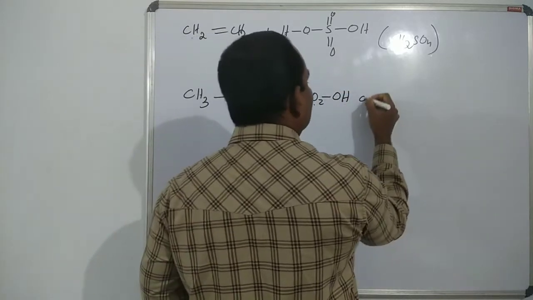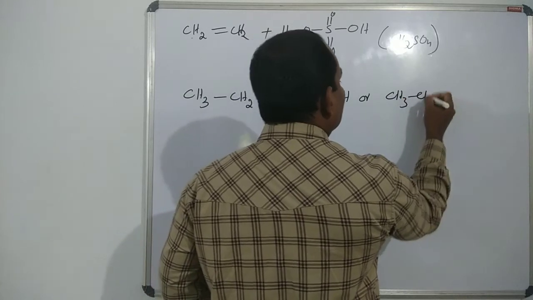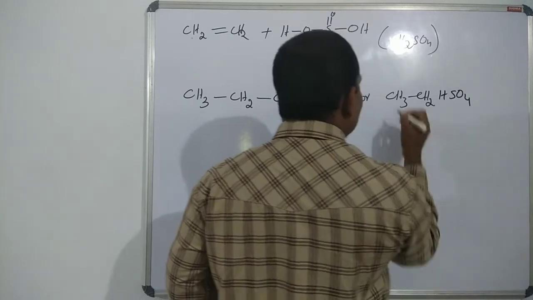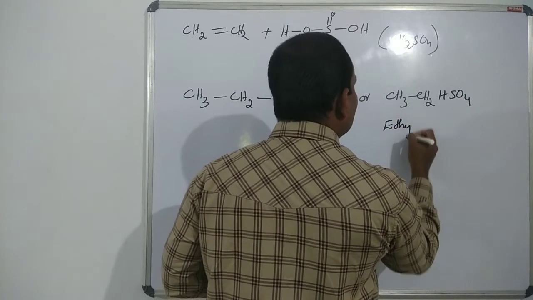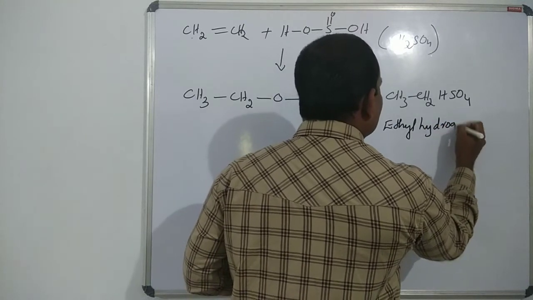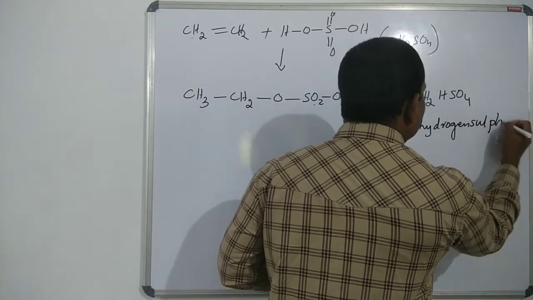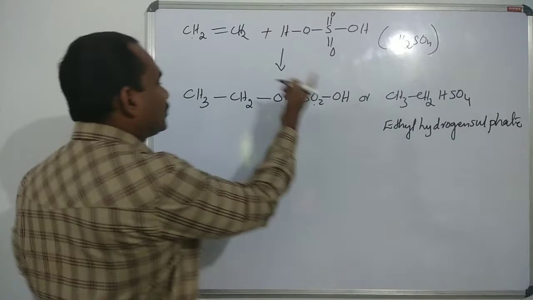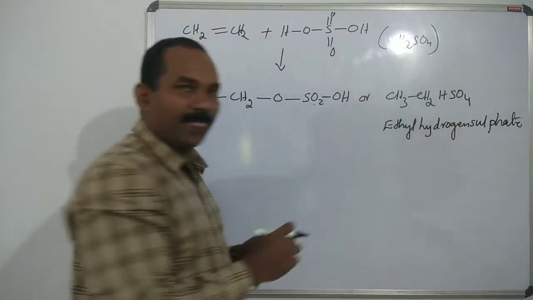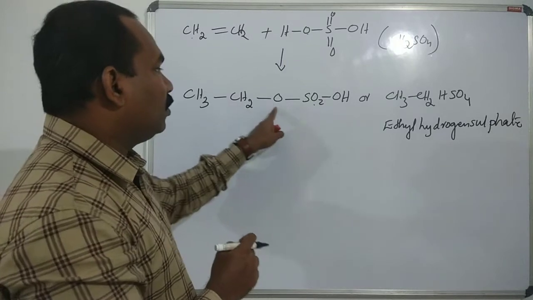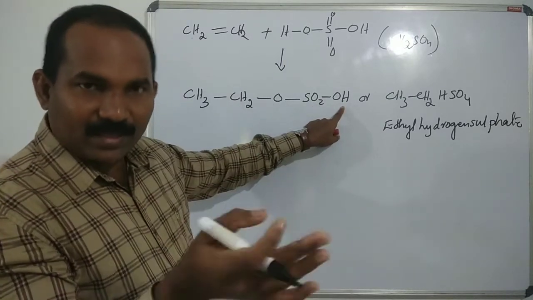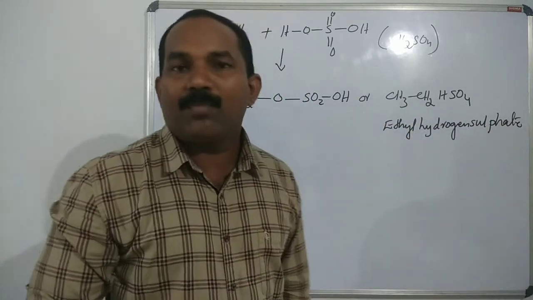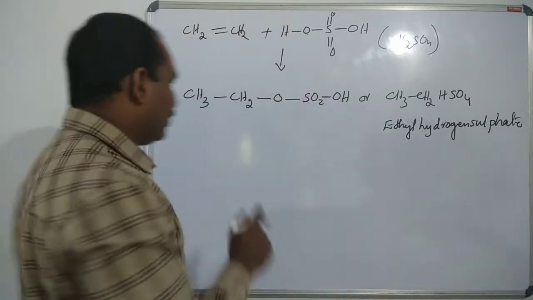Or we can write CH3 CH2 HSO4. That's why it is called ethyl hydrogen sulfate. Why is it called alkyl hydrogen sulfate? After addition, we condense the formula. CH3, CH2, O, SO2, OH is the correct one, and we condense it into CH3, CH2, HSO4. The name is ethyl hydrogen sulfate.